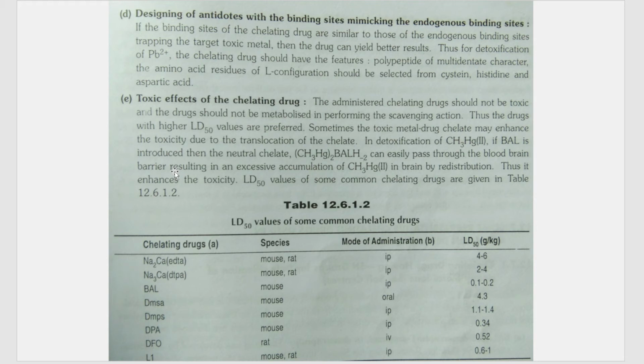That is, it can cross the cell membrane of the brain and can enter the brain, and once again there will be accumulation of mercury in the brain. So you cannot use this drug in order to chelate or detoxify methylated mercury. So usually the drugs having a higher value of LD50 are preferred for chelating because the chelating agents themselves should not turn toxic. So this is a chart of different LD50 values of different drugs that are used.